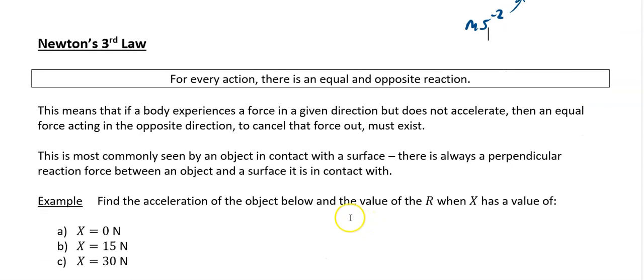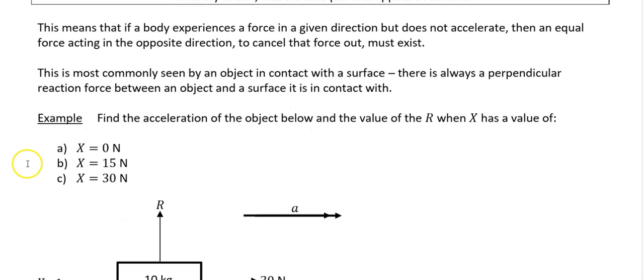Okay, Newton's third law says, for every action there is an equal and opposite reaction. This means that if a body experiences force in a given direction but does not accelerate, then an equal force acting in the opposite direction to cancel out that force must exist. This is most commonly seen by objects in contact with a surface. There is always a perpendicular reaction between an object and a surface it is in contact with. And we will call this force the normal reaction.